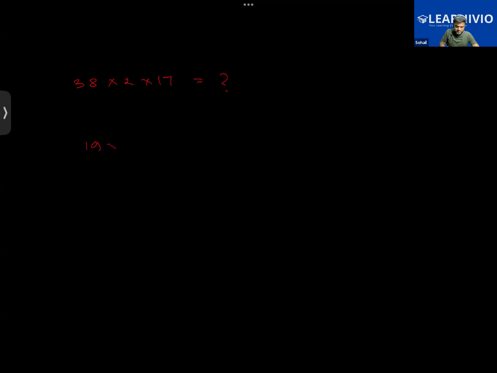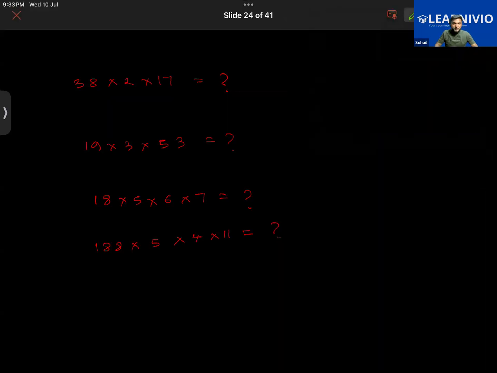Find out 38 times 2 times 17 equals how much? Find out 19 times 3 times 53. Then 18 times 5 times 6 times 7. Is this homework? No, that is not the homework. It is not part of the homework. The assignment will be given to you from factors and multiples, but this is just some extra questions you have to solve, because I saw that your multiplication is not that good. You need to practice some questions.